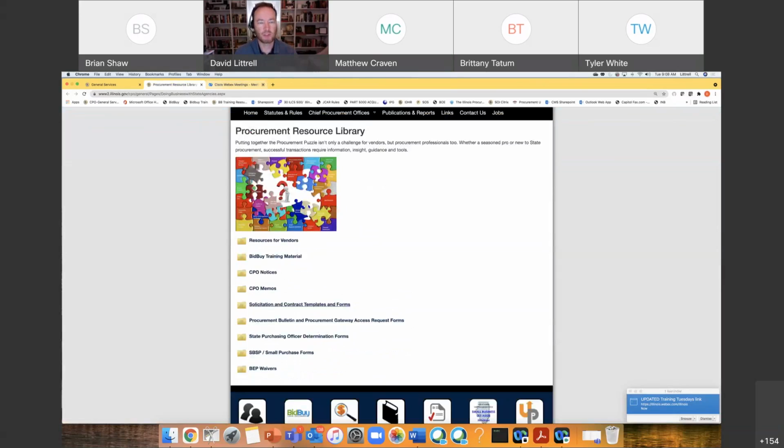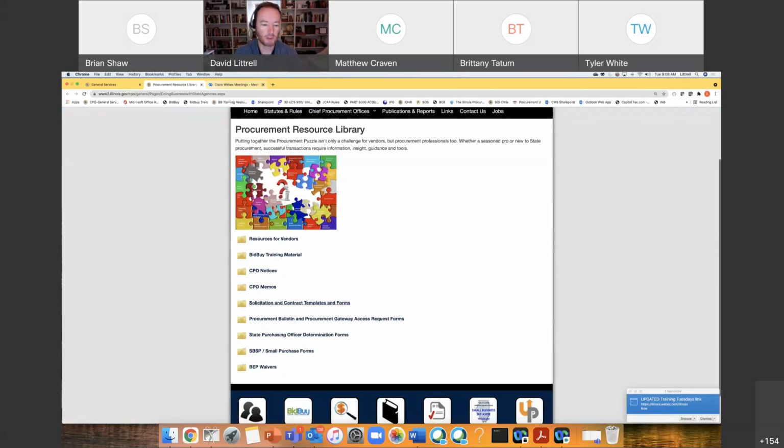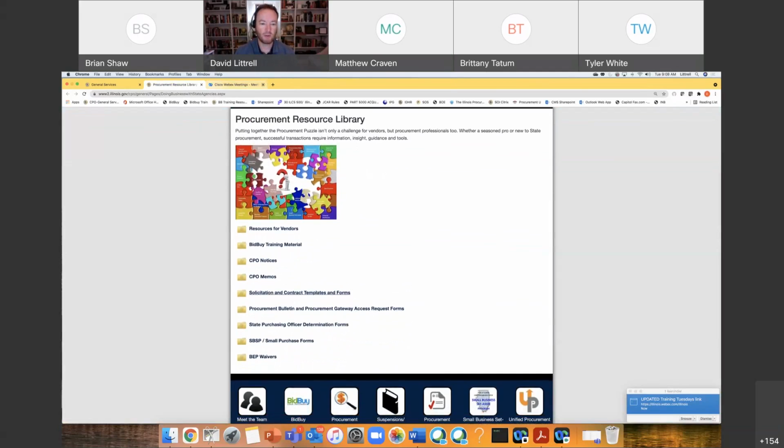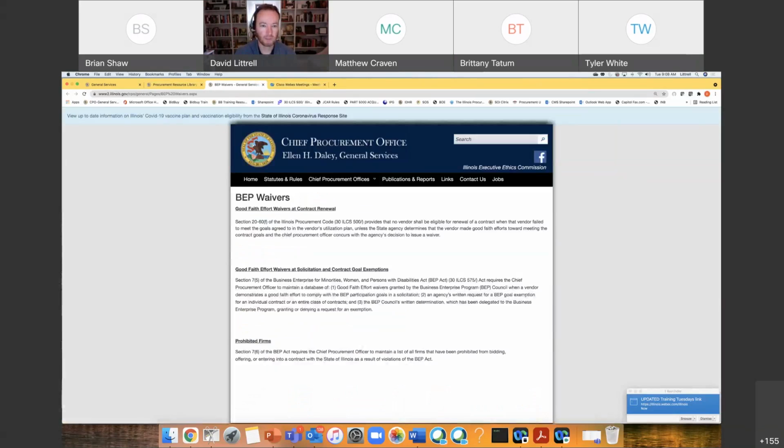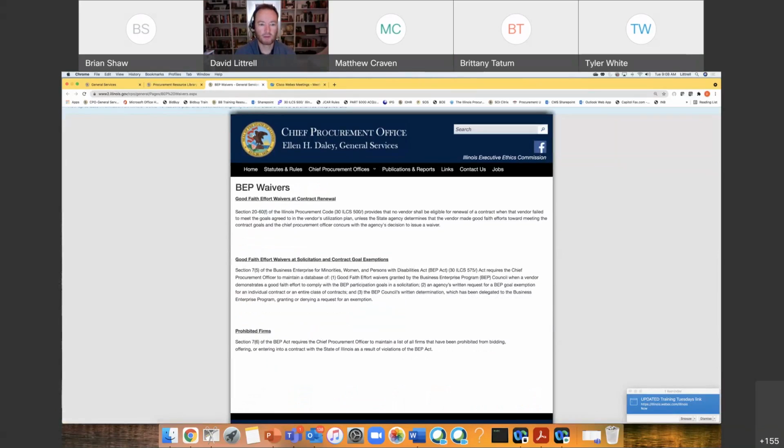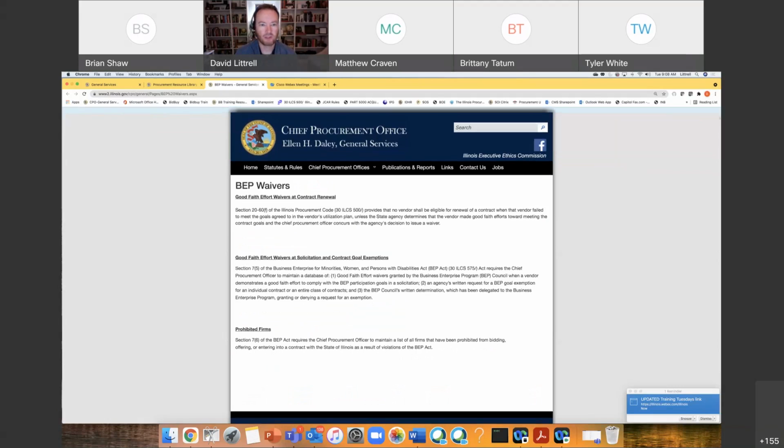From the CPOGS website, you go to Procurement Resource Library, and you can see there's a new folder down here that says BEP Waivers. This is where that database is going to live. We also have the good faith effort waivers at contract renewal, the good faith effort waivers at solicitation, and contract goal exemptions, which is the slide we just talked about. There will be a database here for that, as well as for the prohibited firms, due to Section 7.6 of the BEP Act.